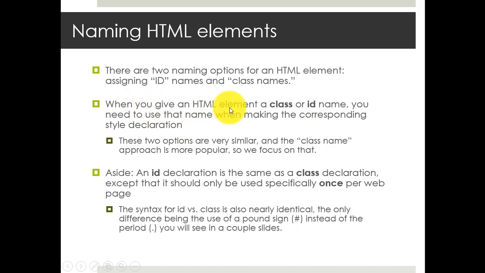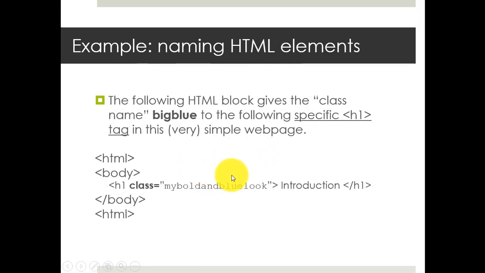When you give an HTML element a class or ID name, you need to use that name when making the corresponding style declaration. The two options are very similar. The class name approach is more popular, so we focus on that. Inside the ID declaration, as you can see, this is the name. The class is big blue, applied to a specific h1 tag. As you can see, h1 has the class big blue. This is the class name.